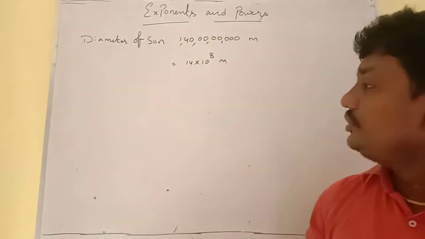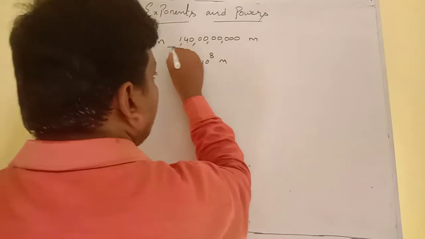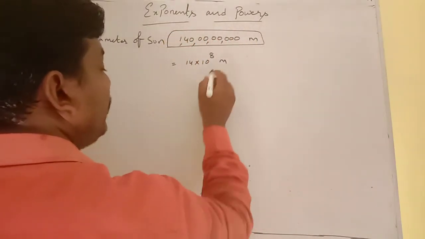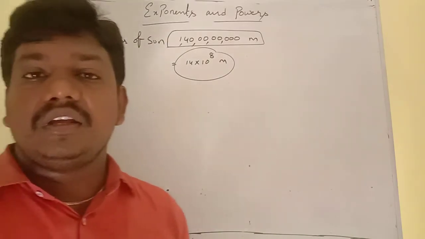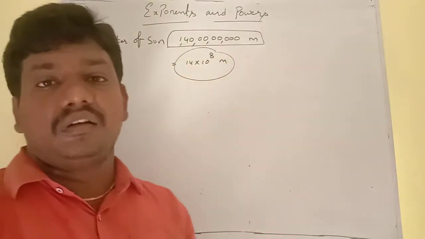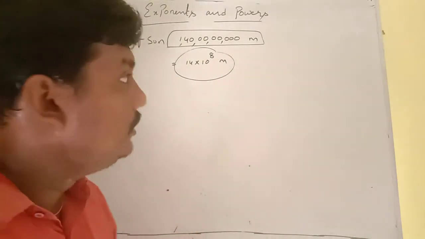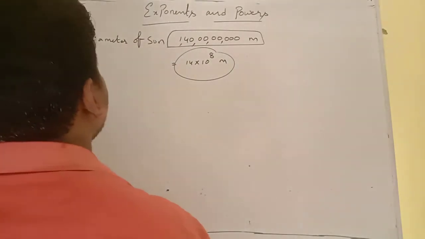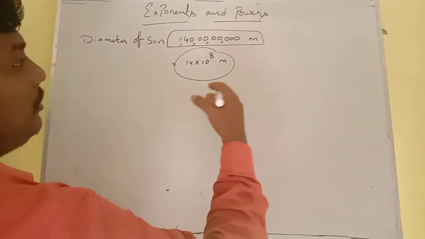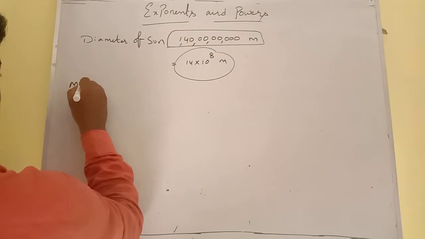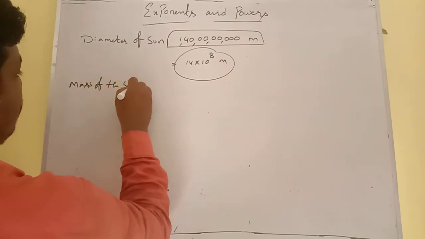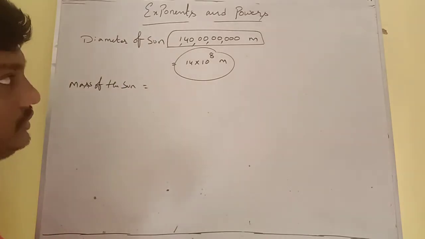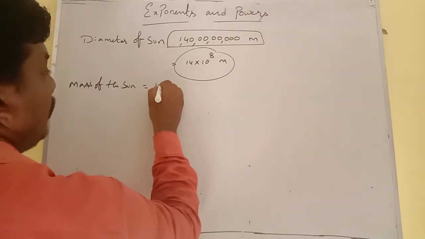So such a large amount of information can be converted into a very small amount of information by using the exponential form. This is very useful. Now, what is the mass of the sun? One can imagine what the mass of the sun is.